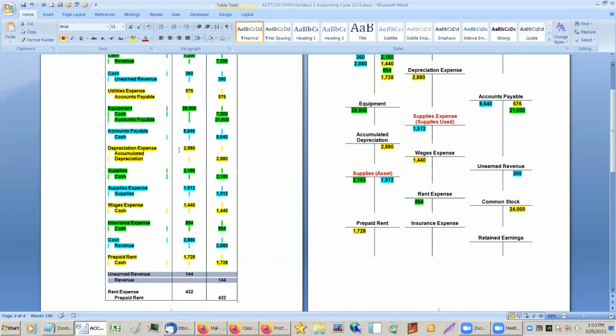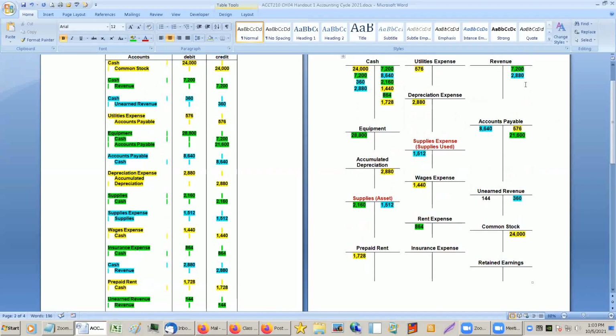Earned revenue and revenue. I'm going to talk about this one too. This is a little bit interesting. Unearned revenue, 144. And revenue.